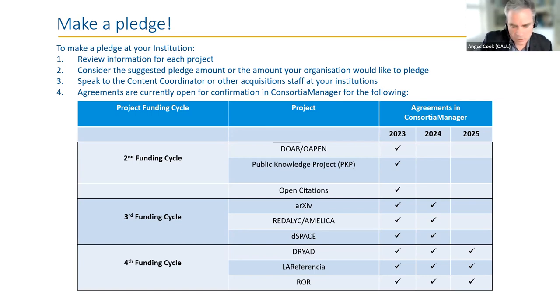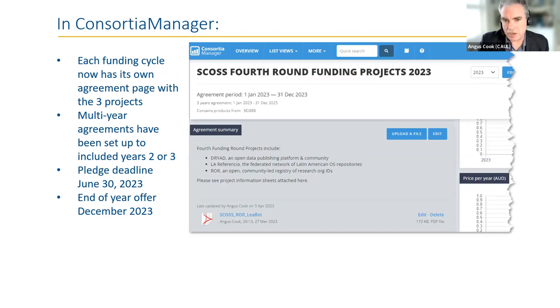And in terms of some further detail in Consortium Manager, just to reiterate, each funding cycle now has its own agreement page. Procurement staff might notice that there's a difference this year. We've rationalised things a little bit to more closely mirror the way that SCOSS works. I think previously we'd set up a different agreement for each individual project. We've created some efficiencies by bringing those together, the three projects into one agreement there in Consortium Manager. And we are asking that everyone makes their pledges by the 30th of June, because at that point we'll commence our invoicing processes.